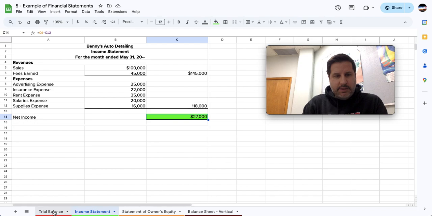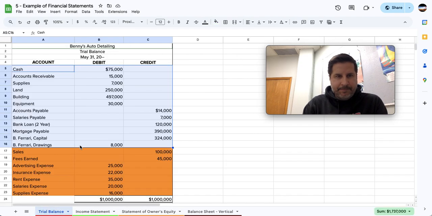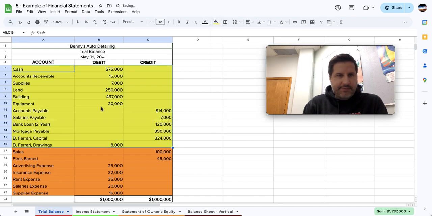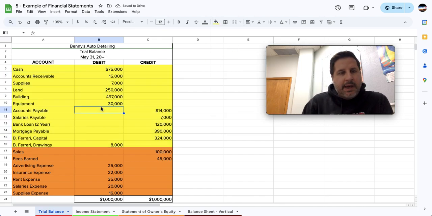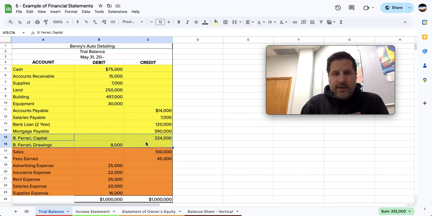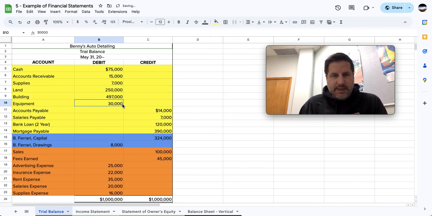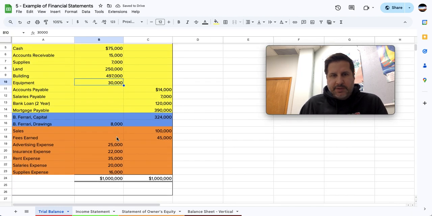Now, when we go back to the trial balance, somehow I got rid of these colors, doesn't matter. Now it's yellow, I don't remember what it was before. We will notice that there are a couple of accounts that go on the balance sheet, but actually we can rip those out and put them on their own statement called the Statement of Owner's Equity. So we're going to color block these in blue. And these are going to go on our next one.